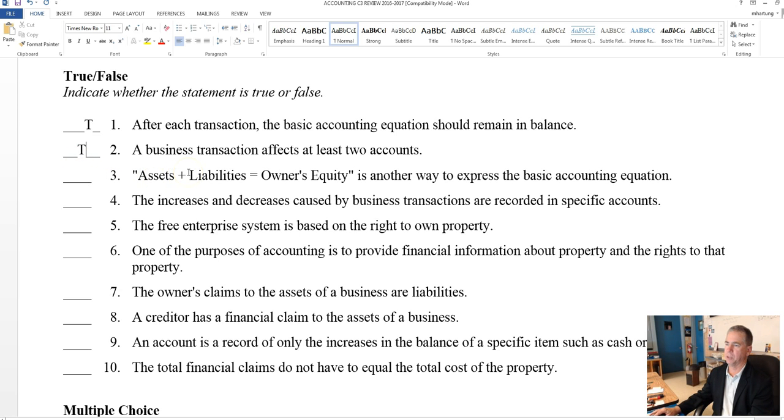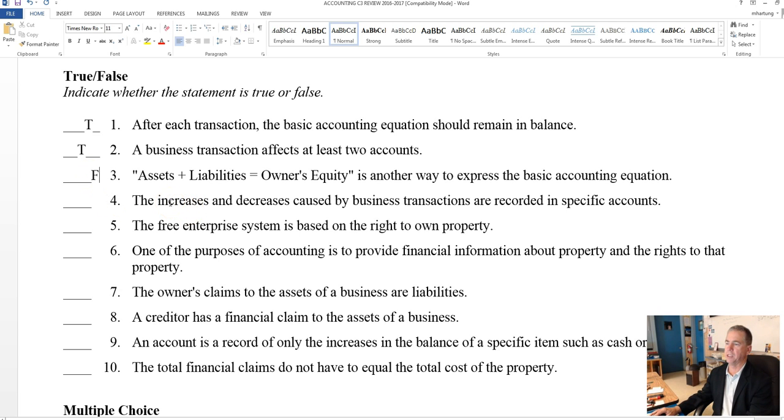Assets plus liabilities equals owner's equity is another way to express the basic accounting equation. No, it is not another way to do it. If we had assets minus liabilities equals owner's equity, we could call that true, but assets plus liabilities does not equal owner's equity, so that's a big F.